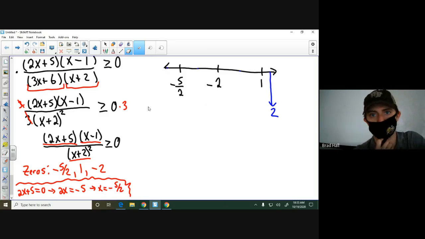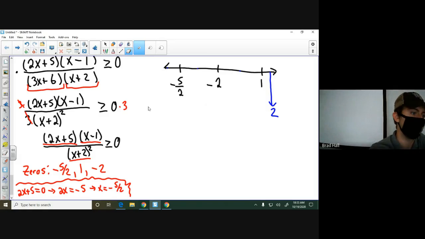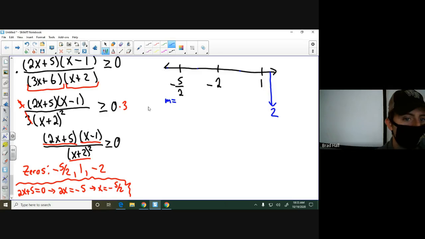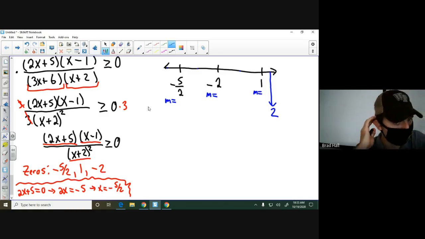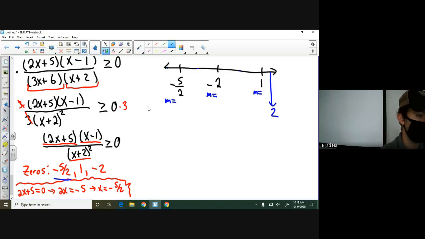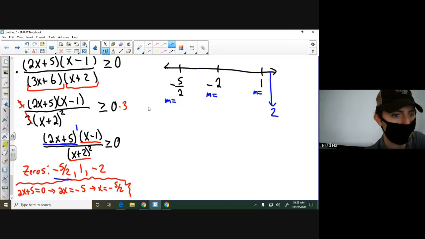So the test point I'm going to pick is the 2 that I have on the far right side. And I'm going to go ahead and figure out the multiplicities of each one of these zeros. So we'll start off with the -5/2. The -5/2 comes from this factor that I underlined in blue. Its exponent is understood to be 1.